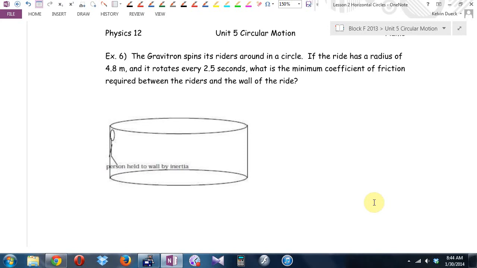How many of you have been on the Gravitron, the ride that rotates and the floor drops? You guys have? Okay. I'm jealous. The kids told me that there was one here too.